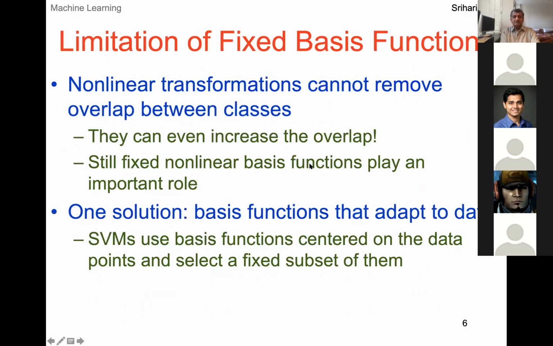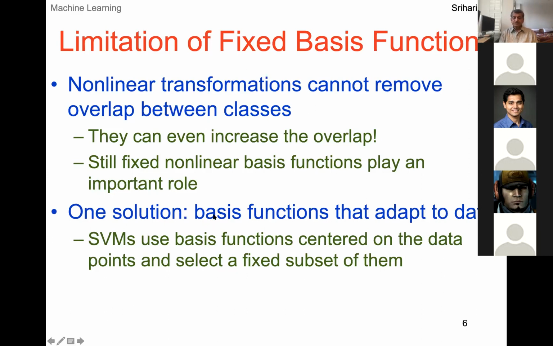But the limitation of fixed basis functions is that nonlinear transformations cannot remove overlap between classes. When you make such a mapping, there can be overlap. They can even increase the overlap. Still, fixed nonlinear basis functions play an important role.